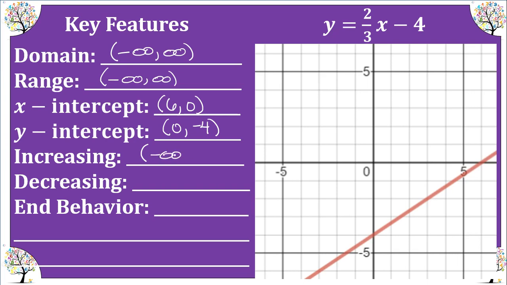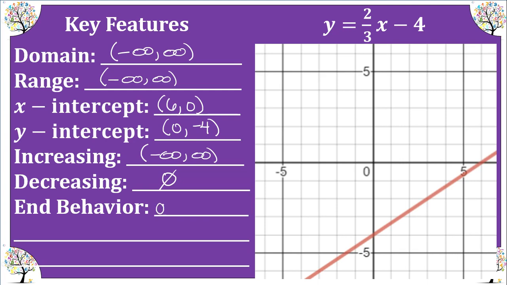So all real numbers. And a linear function is going to either increase, decrease, or remain constant if it is horizontal. So we're going to use the null symbol to indicate that this graph never decreases. There are no x values that will cause the graph to decrease.